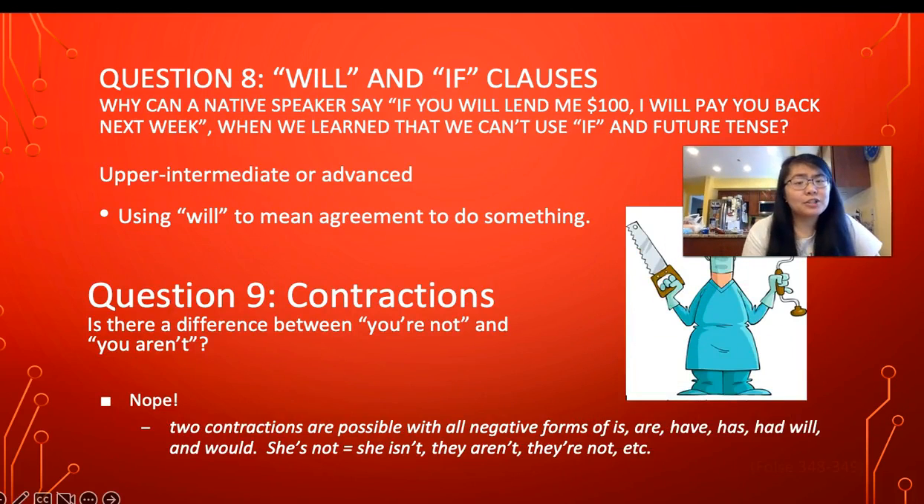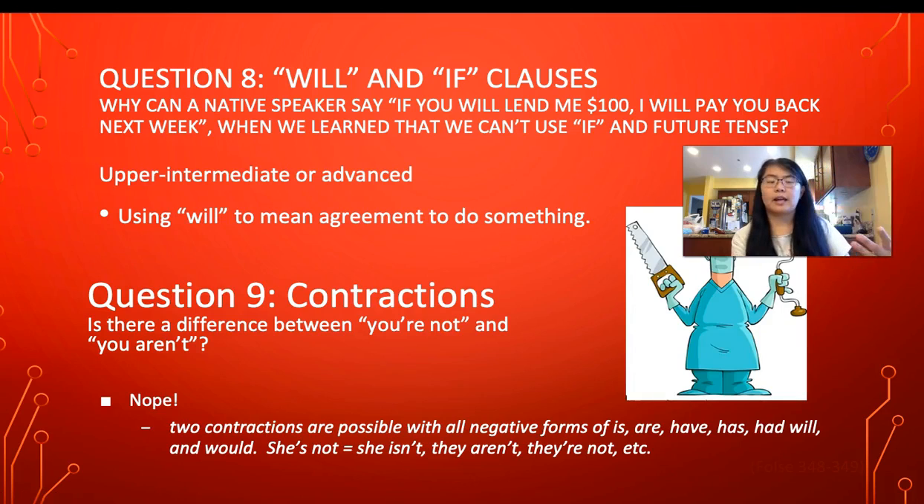Anyways, question 8 deals with will and if clauses. These are both pretty simple and have simple explanations, so that is why they are just smushed into a slide together. So will and if clauses. The question is, why can a native speaker say, if you will lend me $100, I will pay you back next week? When we learned that we can't use if in future tenses. So again, this is from an upper intermediate or advanced student who really knows their tenses well.